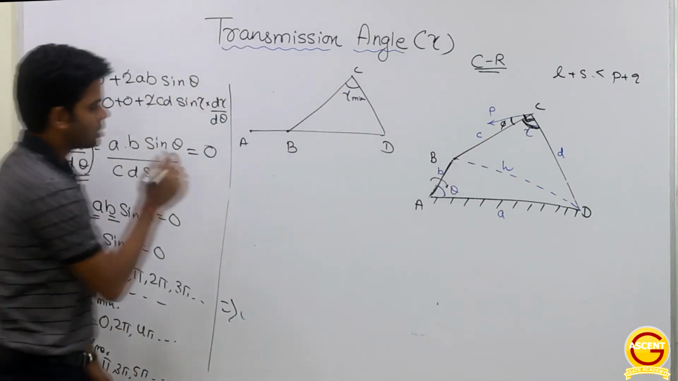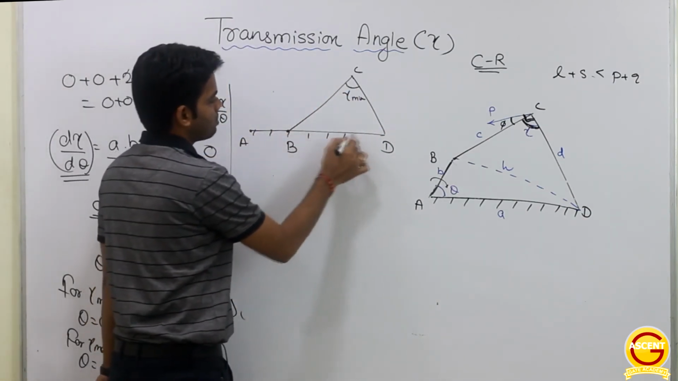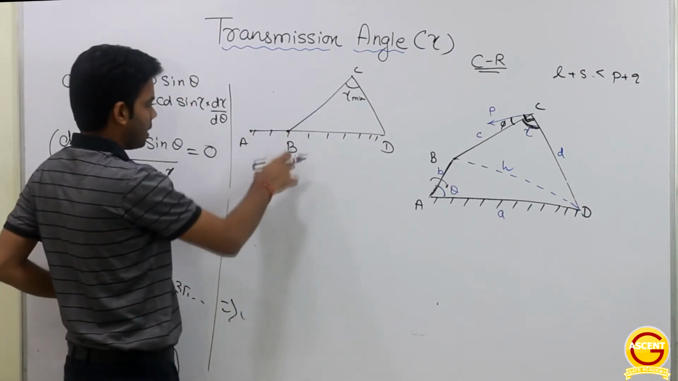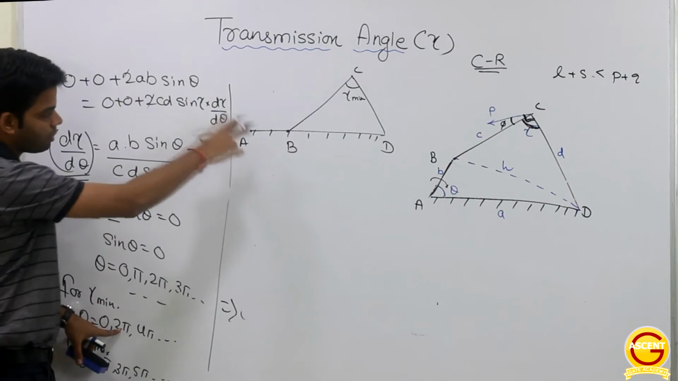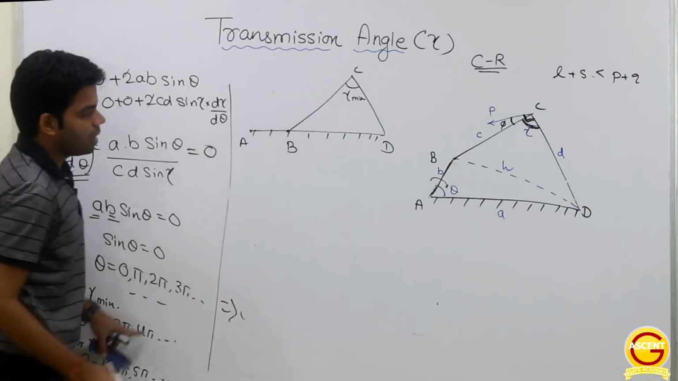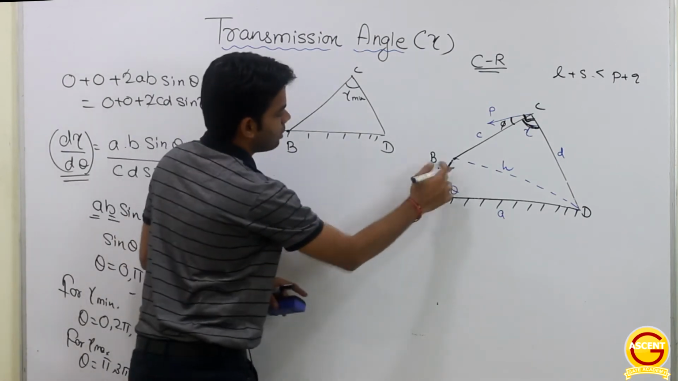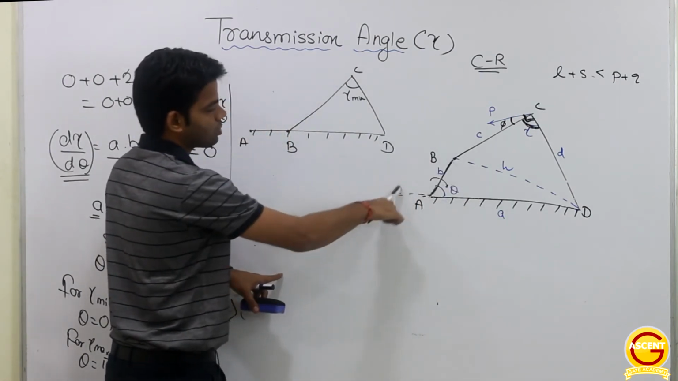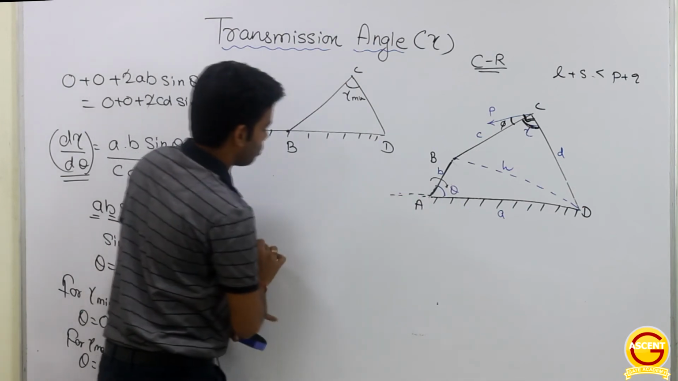Getting this or not? Okay, so this is the condition when gamma is minimum. When theta is equal to 0 degree, then after that it will be at 2 pi, 360 degree, then 4 pi, then 6 pi, and so on. Similarly, when will gamma be maximum? When this link is at this particular point. That means if theta is equal to pi, theta is equal to 180 degree.